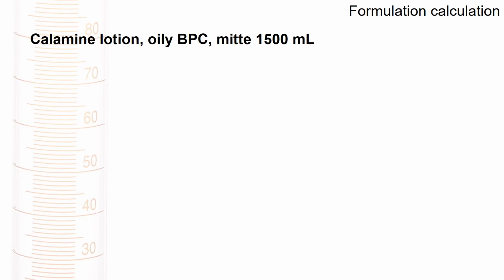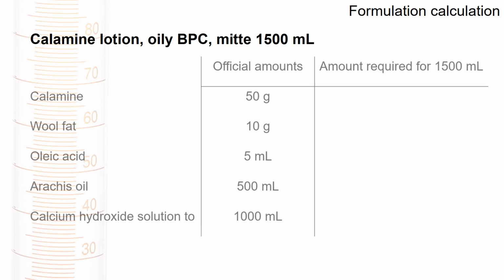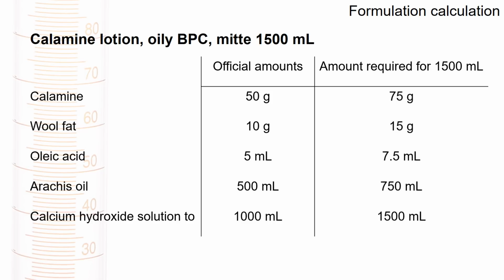Let's look at this example, calamine lotion, where you are given a formula with a smaller volume than the volume or amount that you're going to prepare. So in this case, the final volume for your official or standard formula is 1000 ml, and you will need to prepare 1500 ml. I believe again that you won't have any problem because it is just a ratio which is 1.5 times bigger than the amount given. So what you have to do is just multiply everything by 1.5 and you will get this answer.